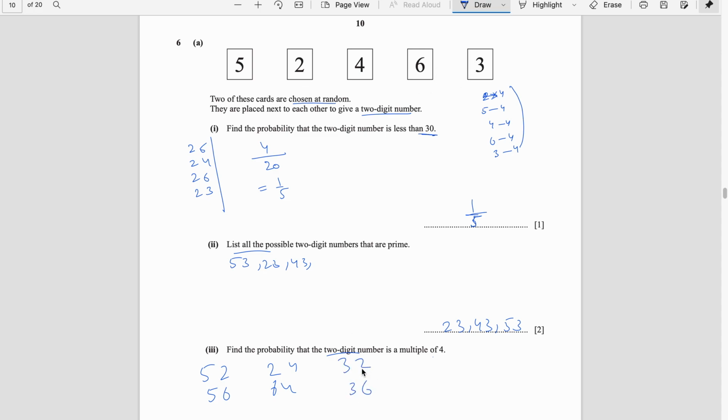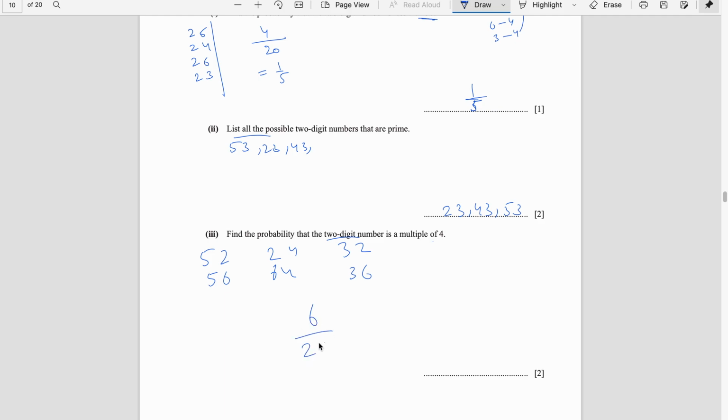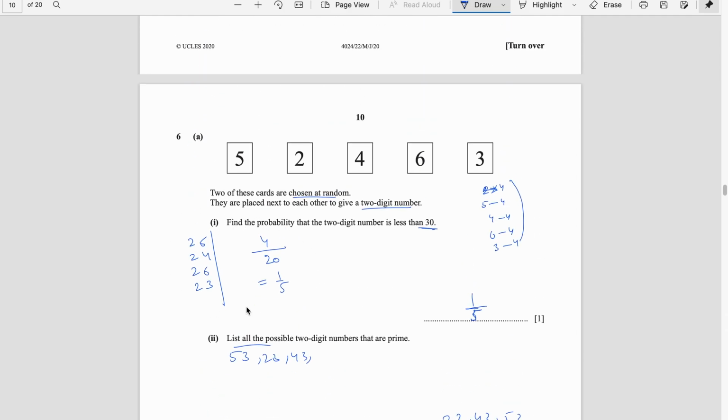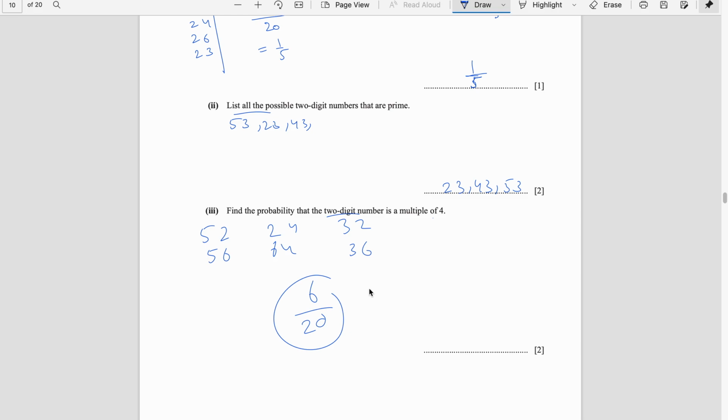So we have 6 options out of 20. How do we know 20? We just did it in the first part that there are 20 different possible outcomes, and this is 3 by 10.